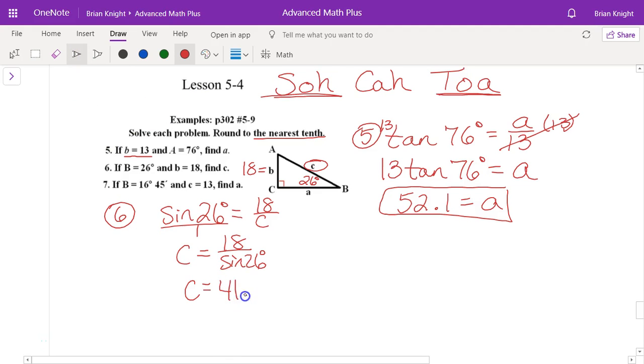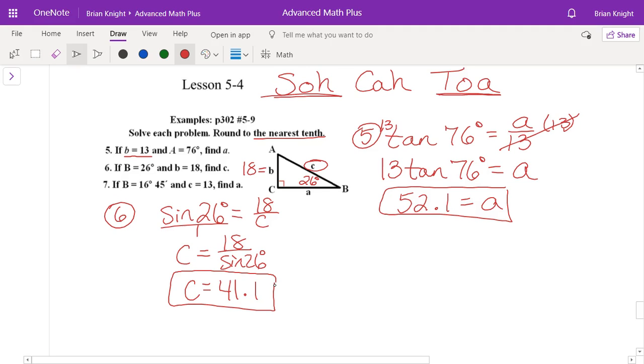Coach, could you swap the 18 and the 1 and it still be true? I could swap the 18 and the 1. And it still would be true? Sine of 26 over 18 would equal 1 over C. Yes, sir, sure would. You won't ever need to do that, but yes, sir, that is true. Okay? C times sine of 26 equals 18. All right? Any of those are the same.